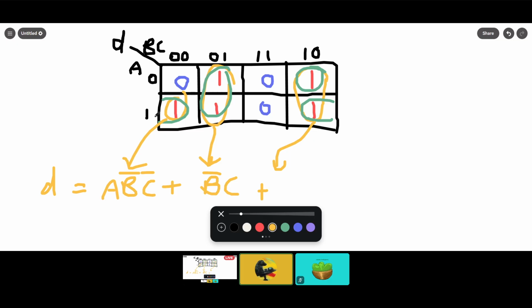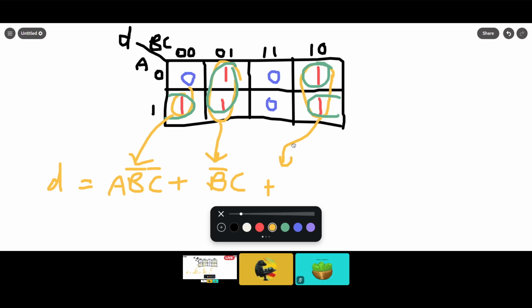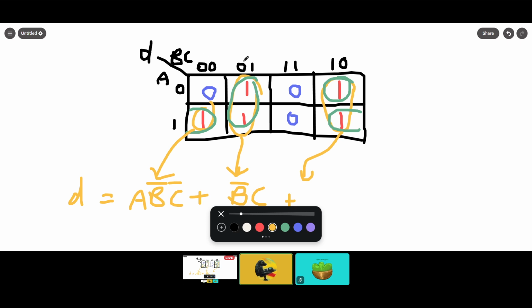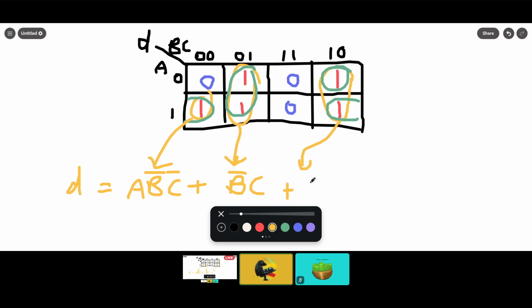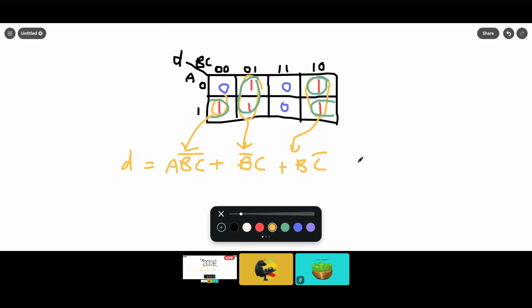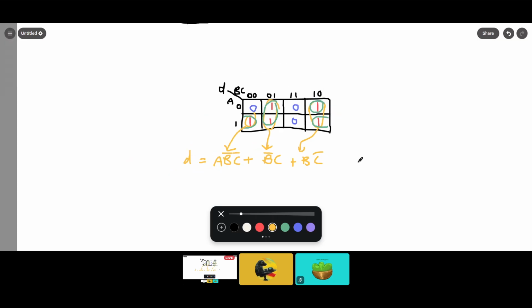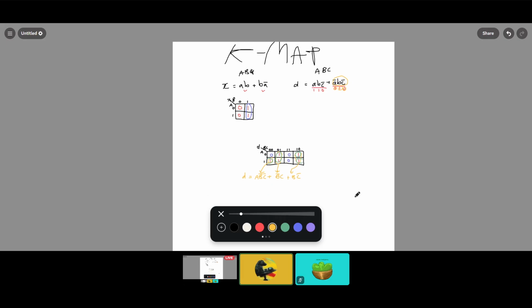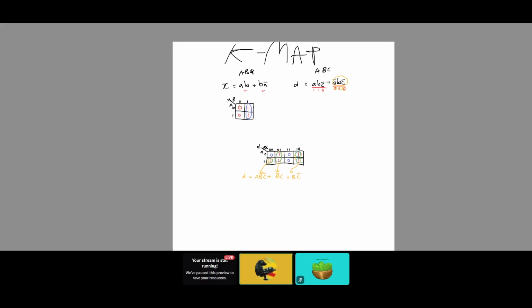Again, A is fluctuating between 1 and 0, not affecting any of the cases, so we kill A. And then we write down what B and C should be, which is this. And that is it. That is the answer to this and that is how kmaps work. That is the rules for kmaps. That is how to group, and that's how to simplify. So yeah, that's it.